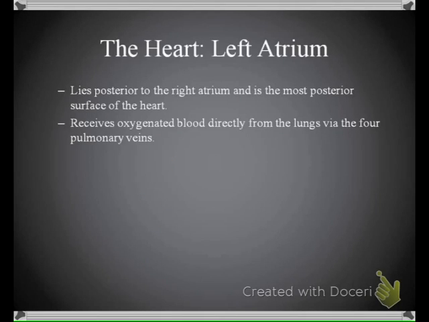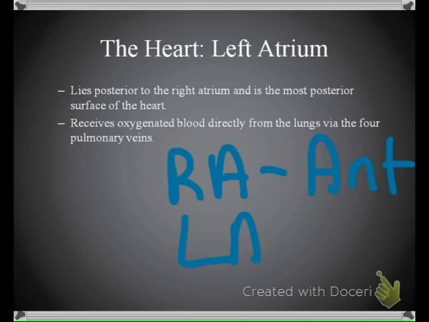So that brings us out of the pulmonary trunk and the pulmonary veins back into the left atrium. We see that it lies posterior to the right atrium and is the most posterior surface of the heart. So that's something to keep in mind, that the right atrium is more anterior, so we're going to call it anterior, and the left atrium is post. Just think about it that way: the right atrium is ant and the left atrium is post.